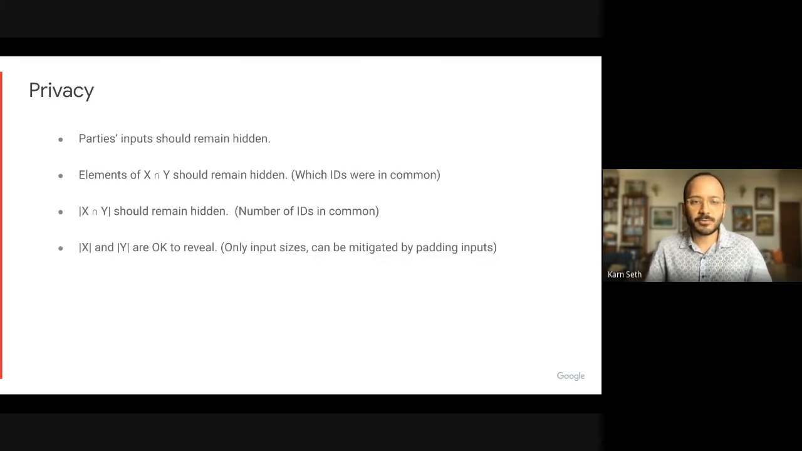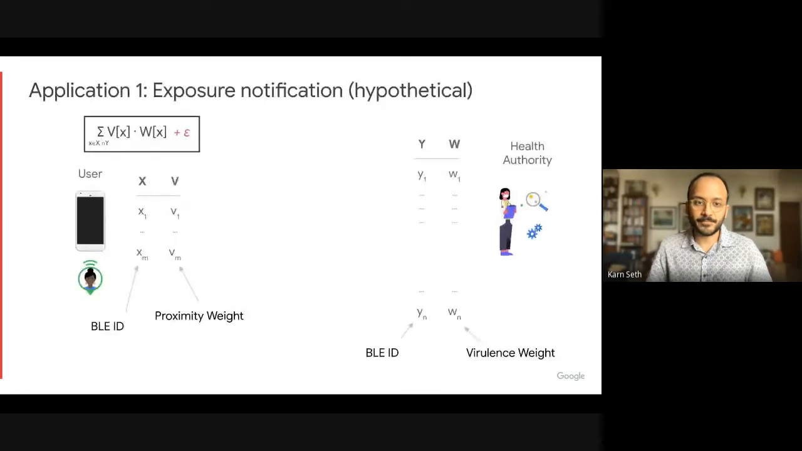In terms of privacy, what we want is that each party's input should remain hidden. We also want that the elements of X intersection Y should remain hidden, and this is which IDs were in common. We may further want that the size of the intersection should remain hidden, which is the number of IDs that were in common. But we assume that the sizes of the inputs, size of X and size of Y, are okay to reveal to each of the parties. And this leakage can be mitigated by padding the inputs on either side with random IDs.